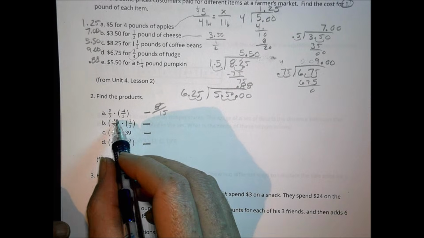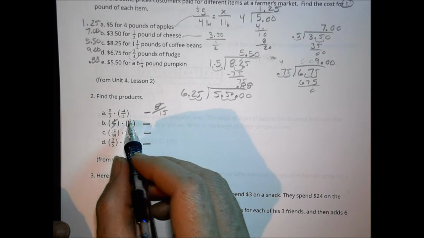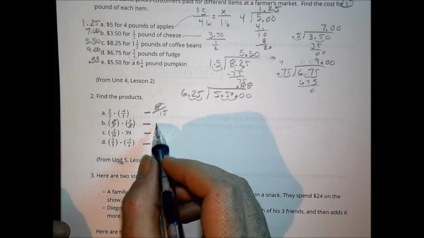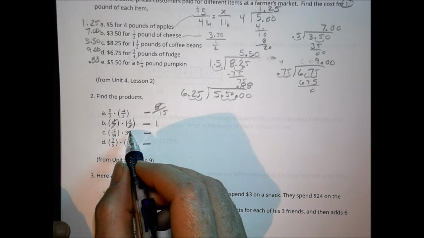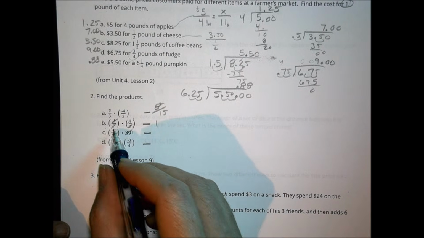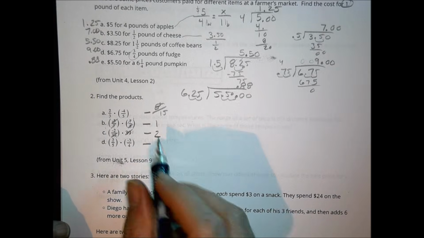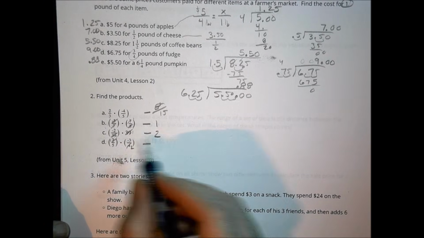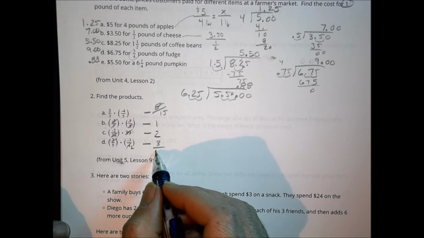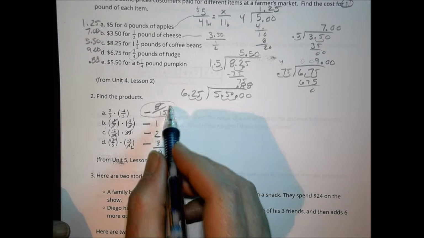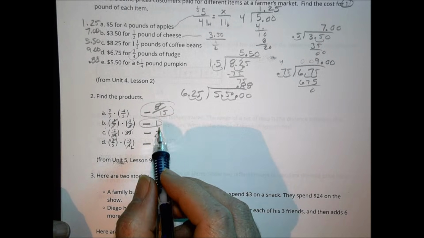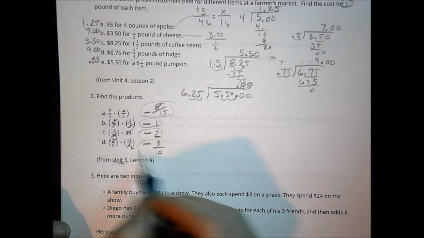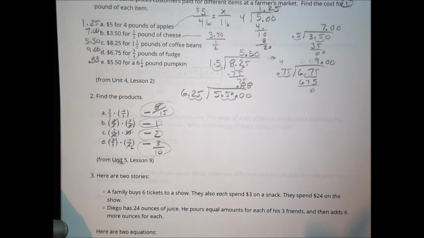Here I can reduce a 5 and a 5 and a 7 and a 7. So I basically have 1. Here 39 reduces, so I'm left with just the 2. And here 1 and 2 reduce there. 1 times 3 is 3, and 5 times 2 is 10. So I have negative 8/15, negative 1, negative 2, and negative 3/10 for my solutions.